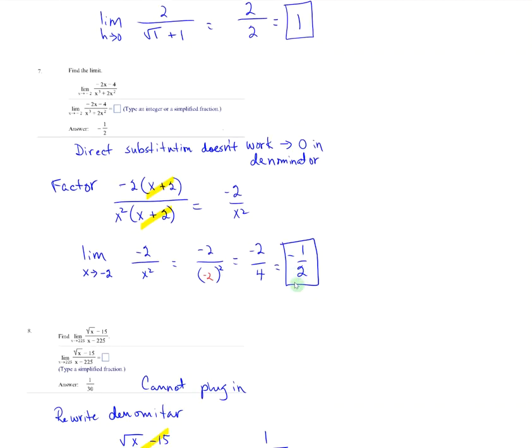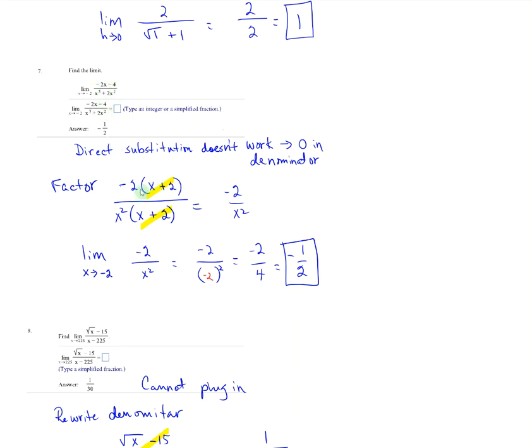Number 7. Can we direct substitute? Can I put -2 in for x cubed and 2x squared? When I do, I get -8 plus 8. So I cannot do that. So then I look to factoring.